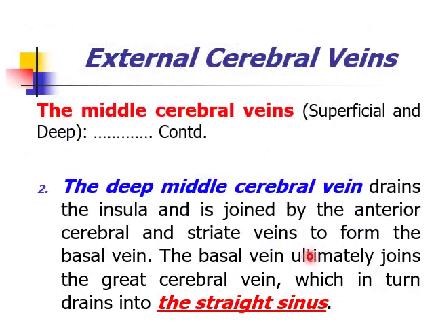The other set of veins connected with the middle cerebral vein is called the deep middle cerebral vein. It drains the insula and is joined by the anterior cerebral and striate veins to form the basal vein. This deep middle cerebral vein is not actually part of the external cerebral veins. It's part of the deep one because it starts the deep venous system of the brain. The basal vein unites from both sides to form what we call the great cerebral vein, and this great cerebral vein drains into the straight sinus.